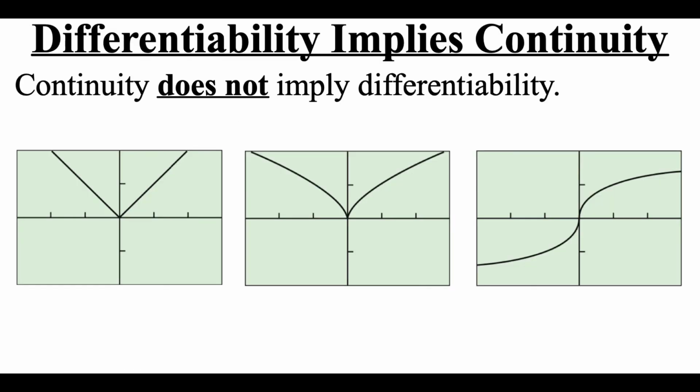Continuity does not imply differentiability because we've seen lots of continuous functions that are not differentiable for different reasons. Remember, one reason could be if there's a corner in your graph, or there could be a cusp in your graph, which looks kind of like a corner, but it's a little bit more rounded, or if your graph has a vertical tangent line. If any of those things happen at a specific a value, then your function is not differentiable at that a value, even though it's continuous there.